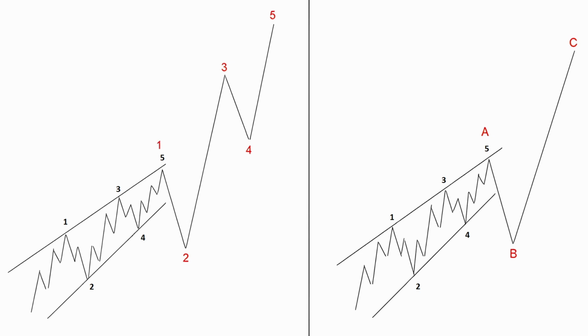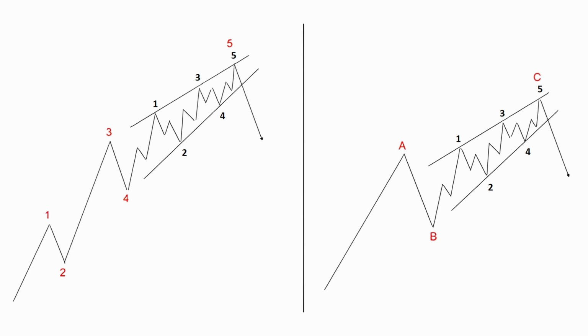Key rules for diagonals. Wave 4 overlaps wave 1's price range. This overlap is a hallmark that sets diagonals apart from impulse waves. Also, diagonals tend to appear in specific spots, like wave 1 or wave 5 of an impulse, or wave A or C of a correction.